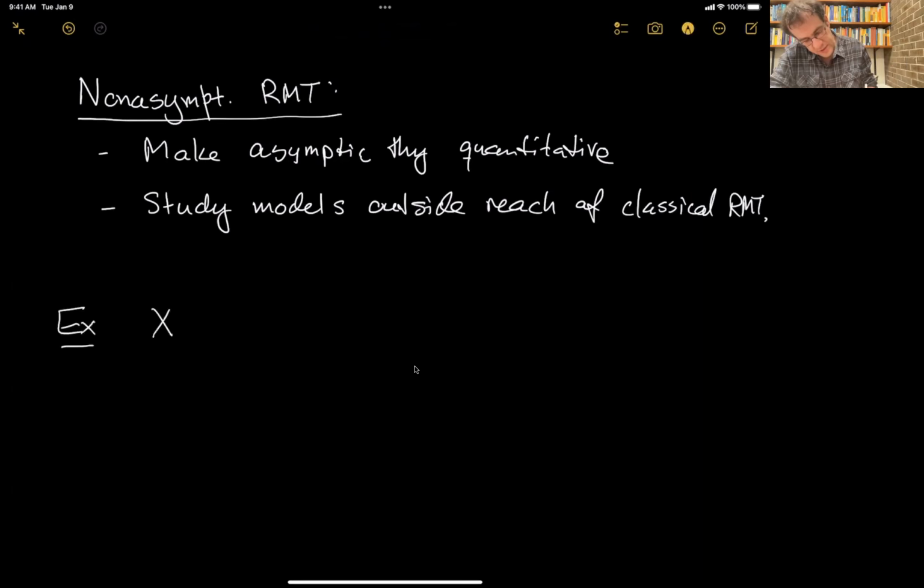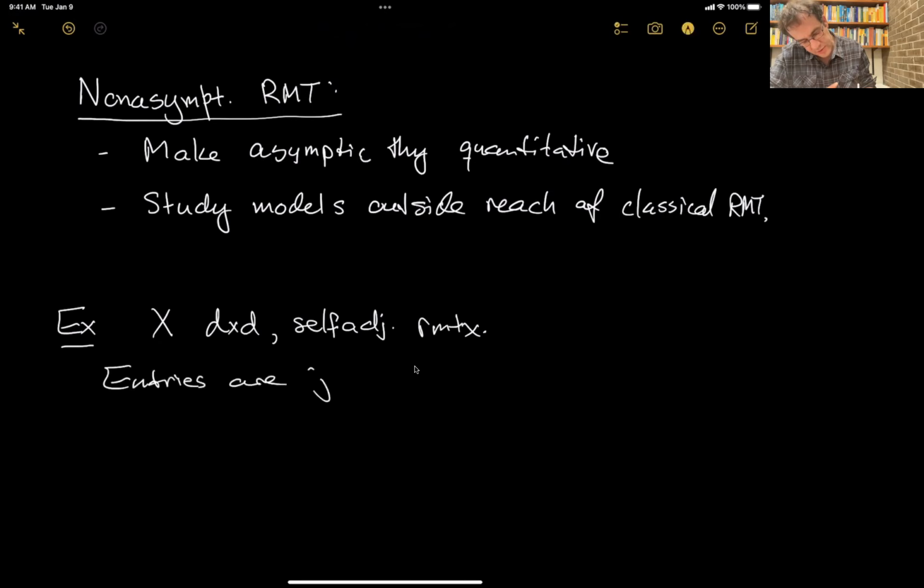Suppose I give you a D by D self-adjoint random matrix. I make these matrices self-adjoint just so they'll have real eigenvalues. It makes it easier to talk about them. But if you want to talk about the singular values of non-self-adjoint matrices, it's just as easily done. And what am I now going to assume? I'm going to assume that the entries are jointly Gaussian.